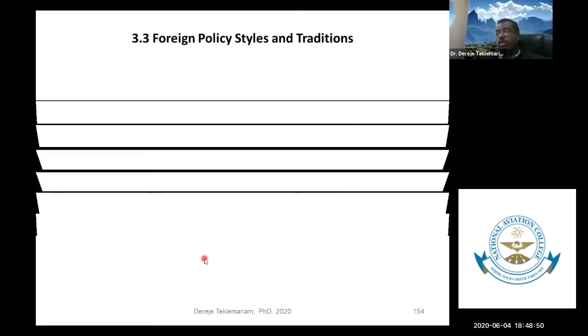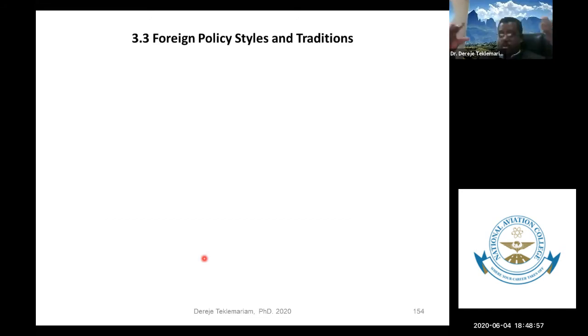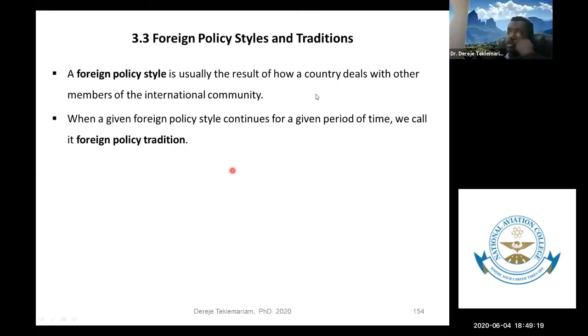So generally, what I have covered in the second part of the chapter is foreign policy strategies and tools. At least I told you some of the possible tools that countries are using. The last, but still among the most important parts of chapter 3, is foreign policy styles and tradition. When we say foreign policy style, it usually reflects how a country deals with other members of the international community.